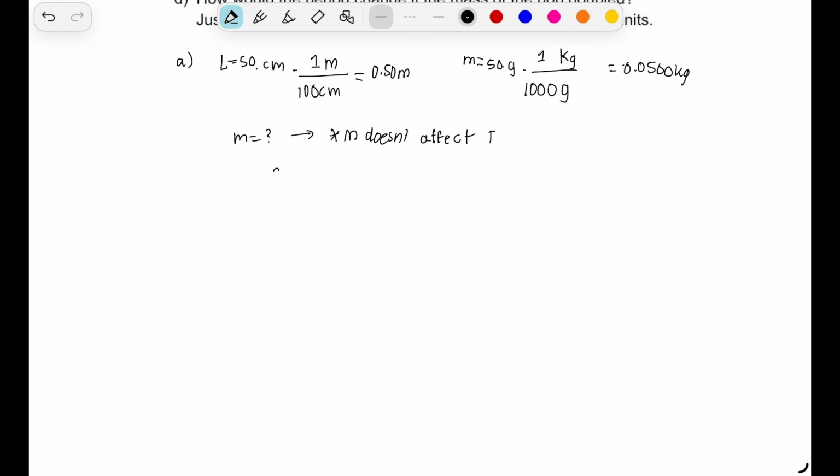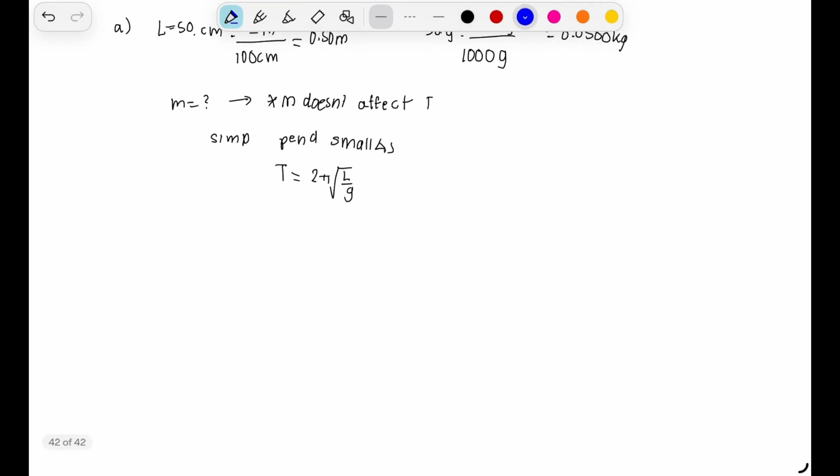So for a simple pendulum with small angles, T is equal to 2 pi times the root of L over g. In this, T is your period, L is your length, g is gravitational field strength. And if you're on Earth, that's just 9.8.